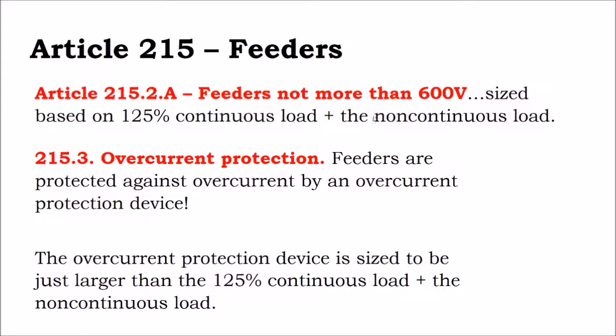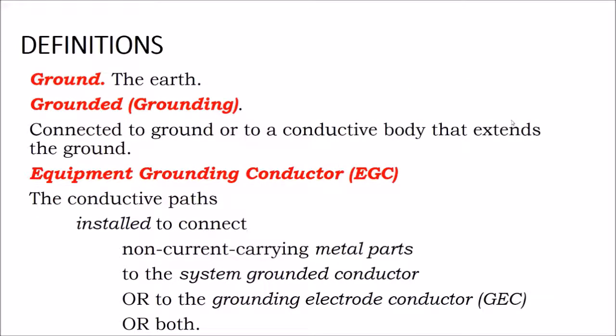Let's keep going. Get into some more definitions. Ground is the earth. Grounded is connected to ground or to a conductive body that extends to ground. And the equipment ground conductor is the conductive path installed to connect non-current carrying metal parts to the system grounded conductor or to the grounding electrode conductor, or both.